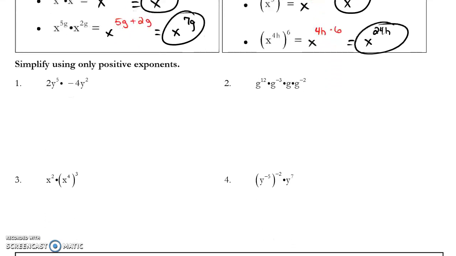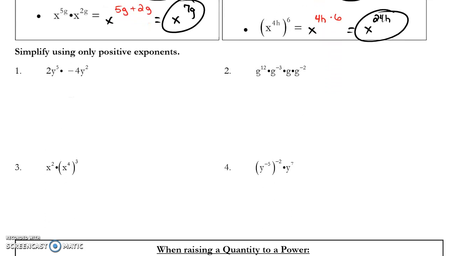With that quick review, go ahead and try these 4 exponent problems. Simplify so you only have positive exponents using the two multiplication properties we've just discussed.